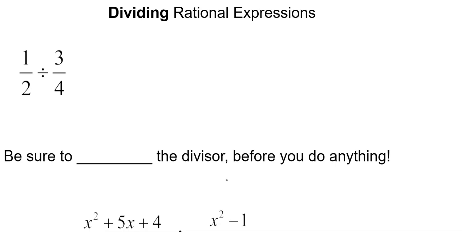Just one last concept here. Okay, so dividing rational expressions. If you've got something like, here, let's do this one first. So dividing by a fraction. If you've done this kind of problem before, you know, you take the first fraction and multiply by the reciprocal. So you're going to flip that around. So this will be 4 over 3.